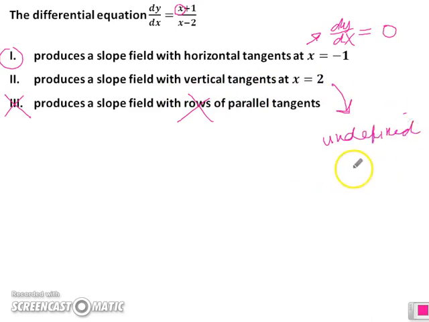And then the middle one, 2, vertical tangents means that we're undefined, which is when we're dividing by 0. We have a number divided by 0. Notice that also happens when x equals 2, you end up with 3 over 0. So you're going to end up with vertical tangents there. So that one's also true. Okay, let's do one more.